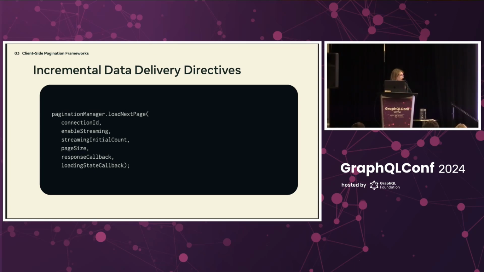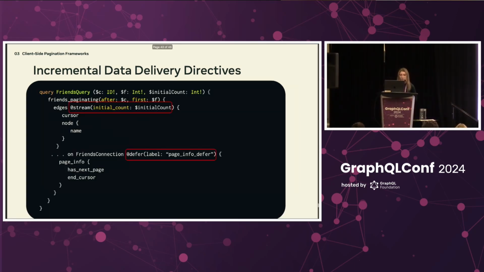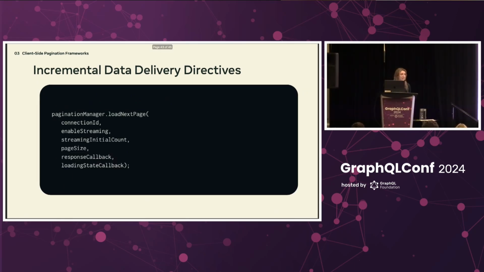And it ends up looking something like this, right? We take all of this complexity and we bake it into a single load next page call. All that's changed here between this and the previous load next page call is a Boolean enable streaming, and what's my initial count? And if we have the Boolean true, we stream in the edges depending on their initial count, and we defer that page information.